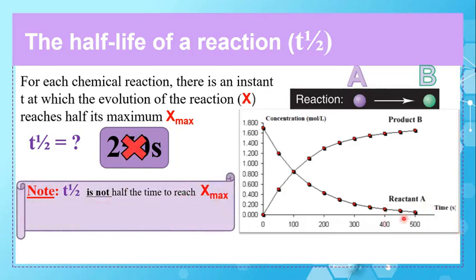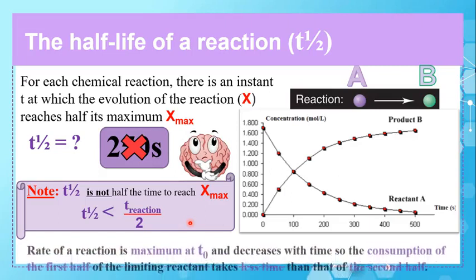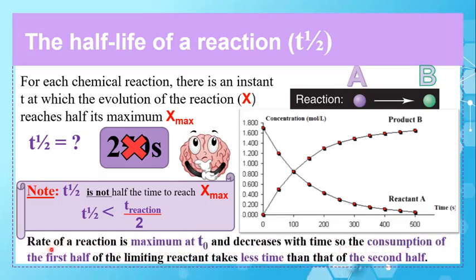It is not 500 over 2. It is not 250. Always remember that t half is less than t of the reaction over 2. Why is this? Simply, we have seen before that the rate of reaction decreases with time, and it is maximum at the beginning. So the consumption of the first half of the limiting reactant will take less time than that of the second half. Therefore, for all reactions, t half is less than t of the reaction over 2.